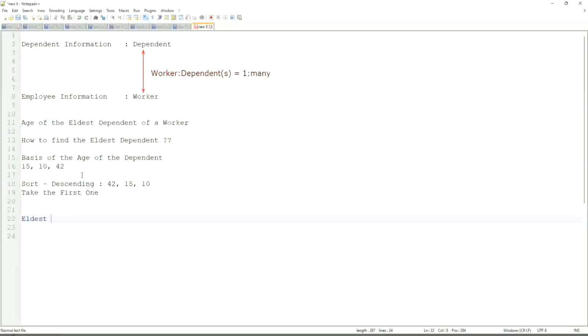If somebody has only one dependent age 35, will our logic work in that case as well? We sort descending, so it will be 35. Take the first one. 35. Right, so our logic works. If there are multiple, even more.